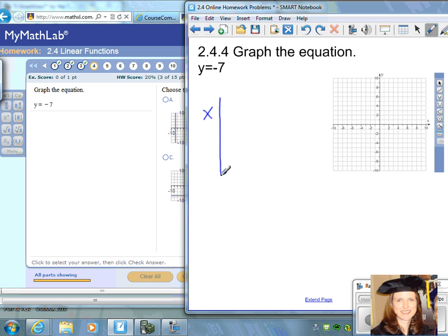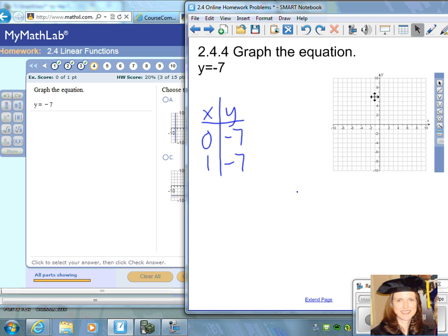If you wanted to make a table of values, if you choose 0 for x, notice there's no place to put an x. So even if x is 0, the y is automatically going to be -7. You could even try another value, such as x is equal to 1. And again, there's no place to put a 1 into the equation, so y is automatically -7. What this means is that no matter what the x value is, on this line, the y is always -7.